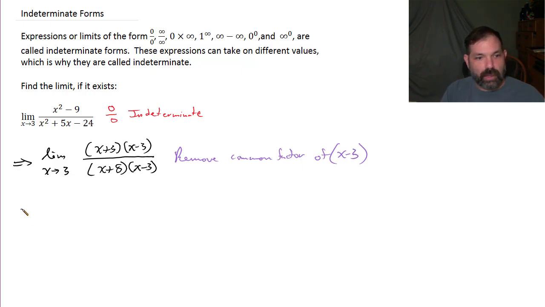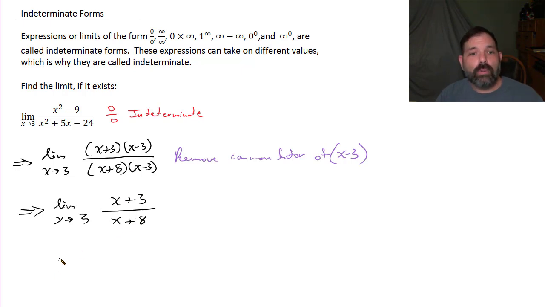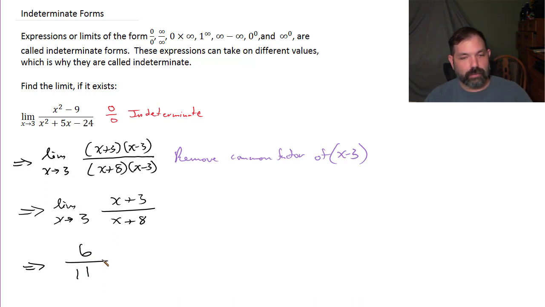So now this becomes the limit as x approaches 3 of x plus 3 over x plus 8. Now there's no concerns. I can now let x approach 3 and actually, in a sense, substitute the 3. And so then this becomes 3 plus 3 is 6, 3 plus 8 is 11. This limit is 6/11.